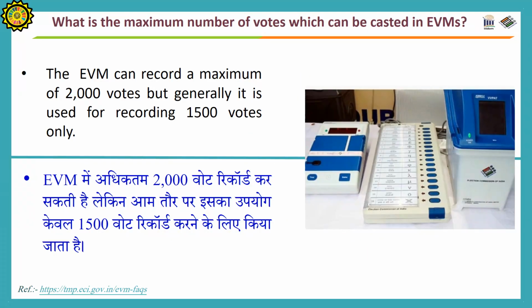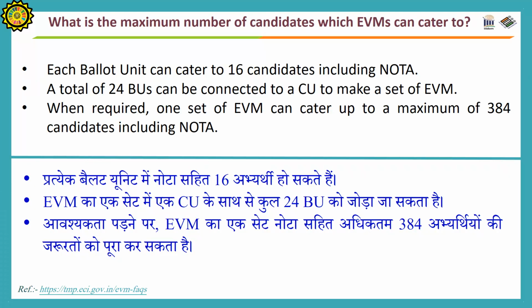What is the maximum number of votes which can be cast in EVM? The EVM can record a maximum of 2000 votes, but generally it is used for recording 1500 votes only. What is the maximum number of candidates which EVM can cater to? Each ballot unit can cater to 16 candidates including NOTA. A total of 24 ballot units can be connected to a CU to make a set of EVM. When required, one set of EVM can cater up to maximum of 384 candidates including NOTA.